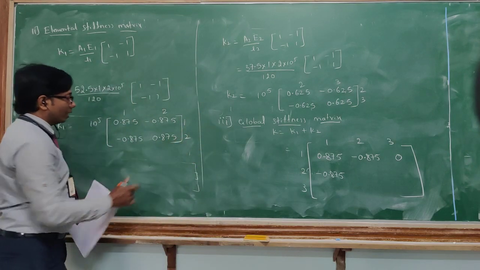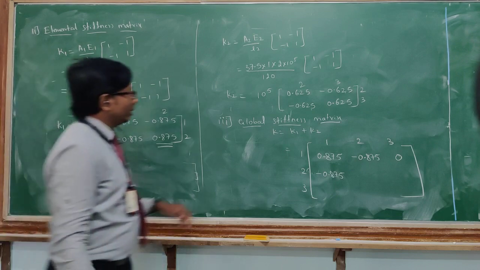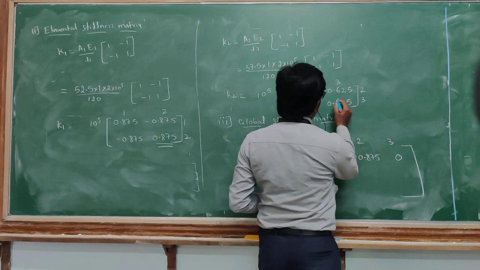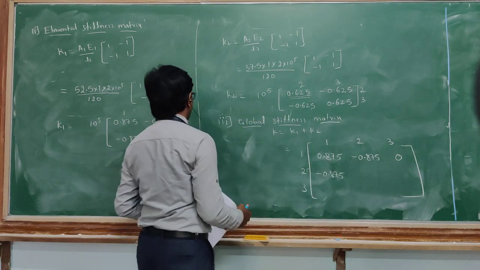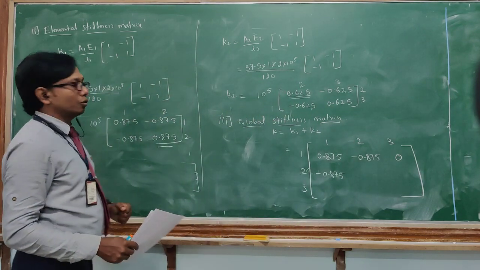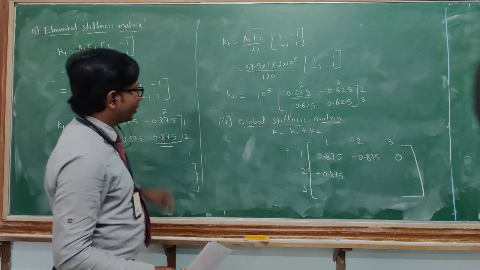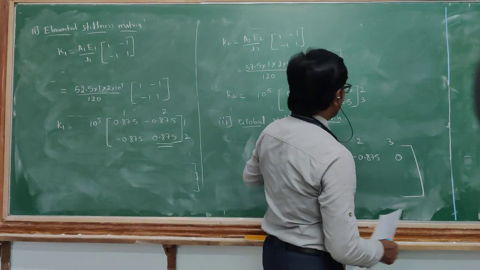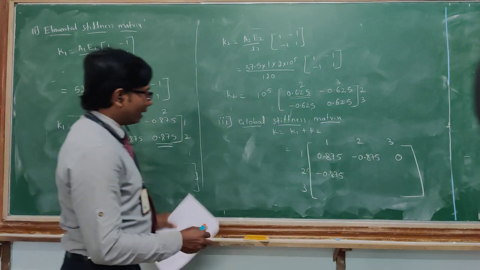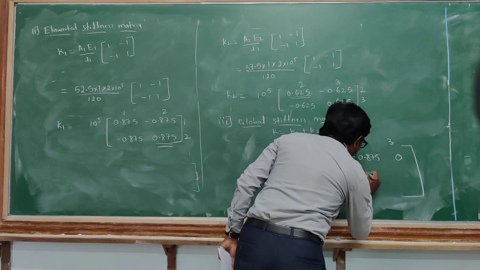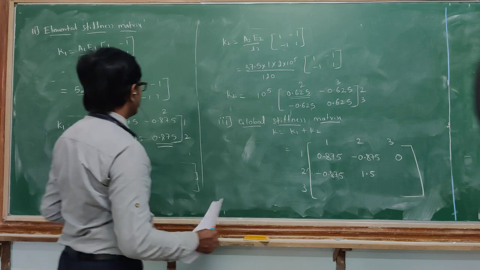So next comes second row, second column. Here we have minus 0.875. Here we have, second row, second column, you have plus 0.625. You have to add both the values because second row, second column, here also 0.875, and second row, second column, you have 0.625. So you have to add them. So you will be getting it as 1.5.